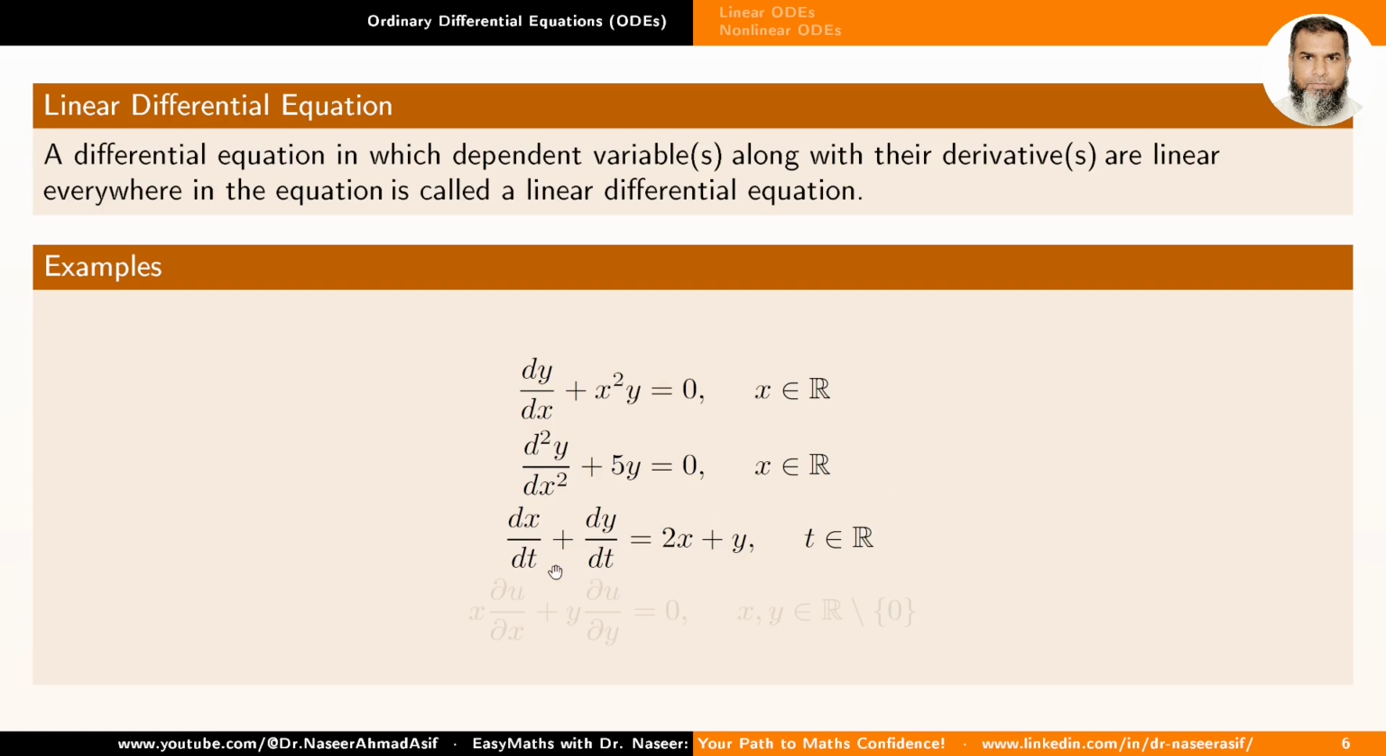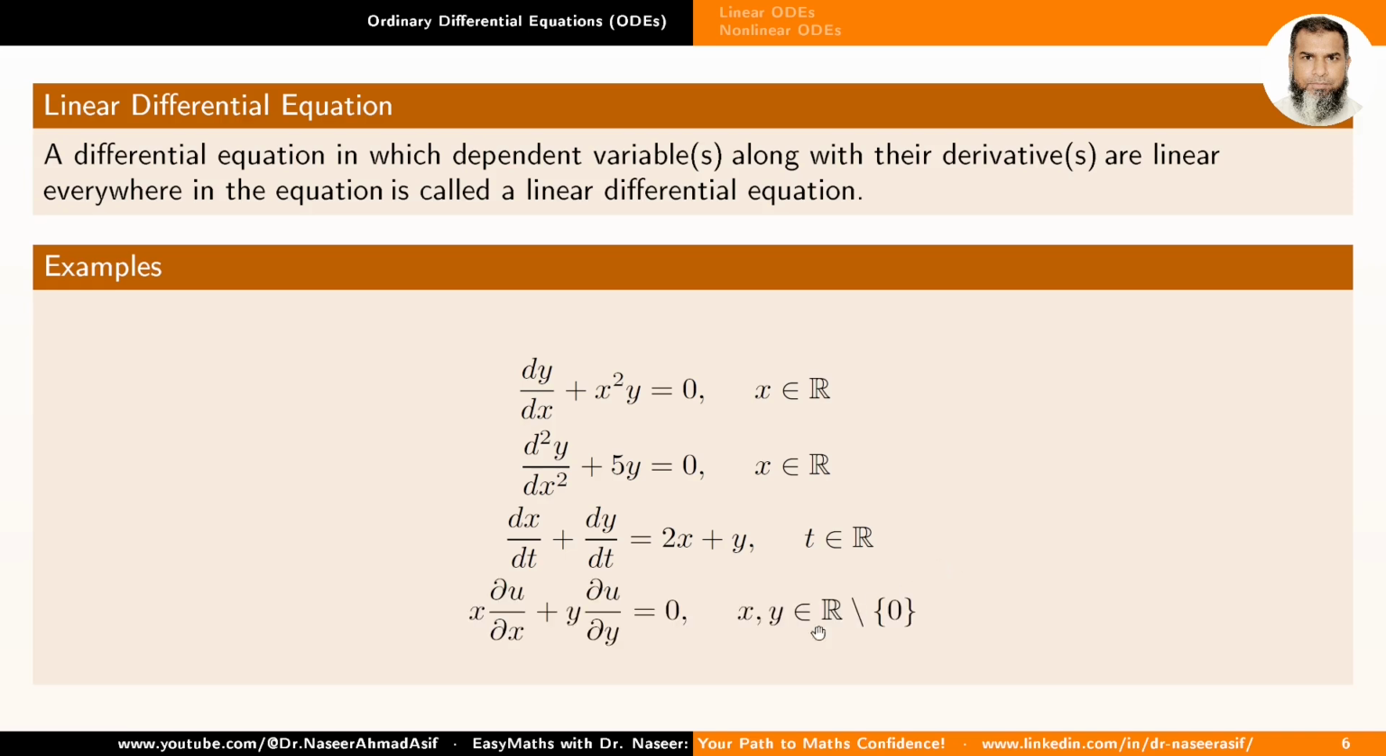This is also a differential equation. This is dx by dt plus dy by dt is equal to 2x plus y. In this equation, x, y, and t are variables. This is the derivative of x with respect to t. This is the derivative of y with respect to t. x is a dependent variable, y is a dependent variable. All of these are linear terms. So this is a linear differential equation.